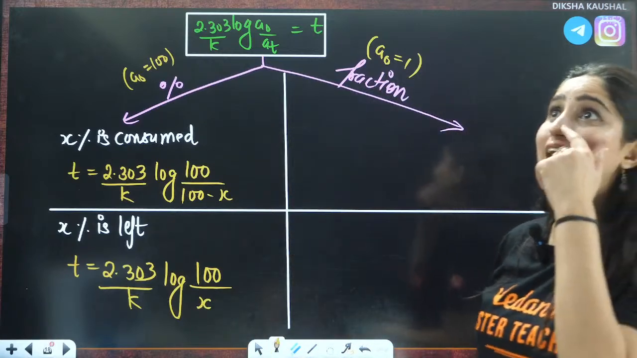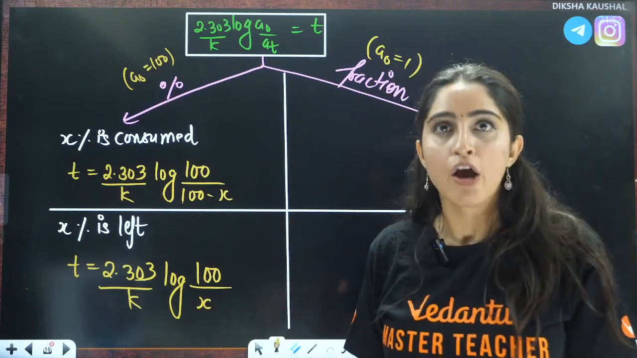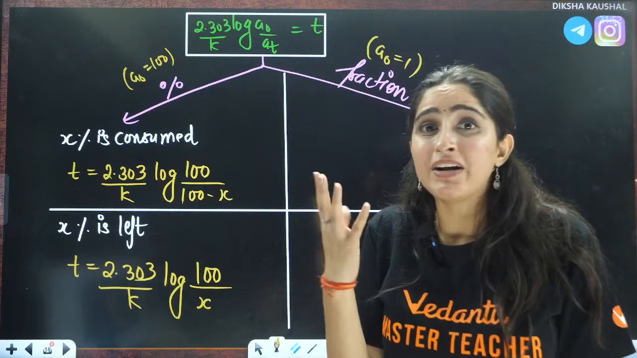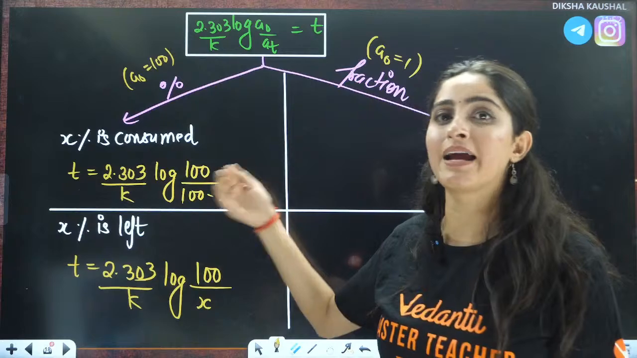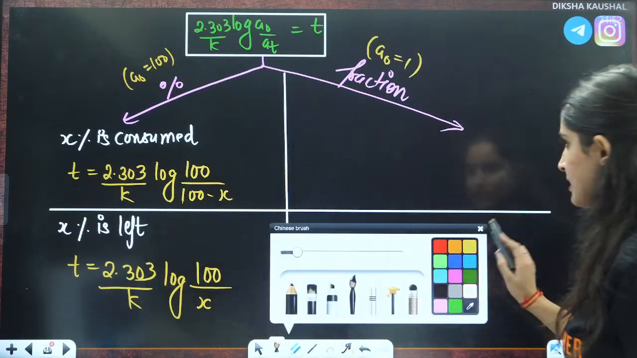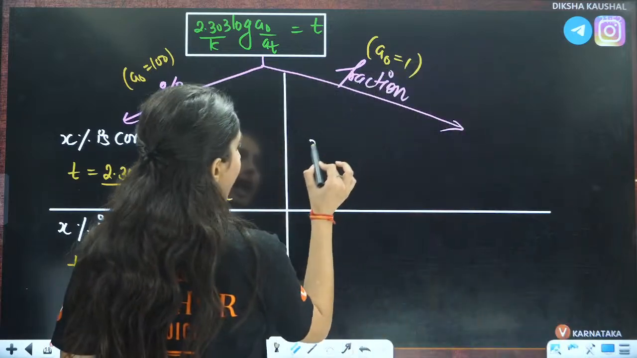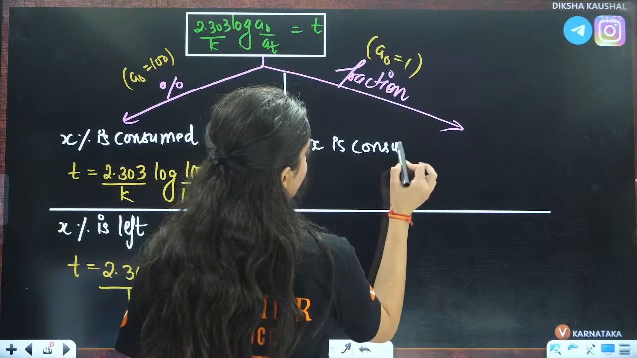For example, 25% is left. So it will be 100 divided by 25. For example, they are saying 75% is consumed. That means 100 by 100 minus 75. Here 75% has been consumed, so we write 100 minus 75, whereas when X is left, we write X.